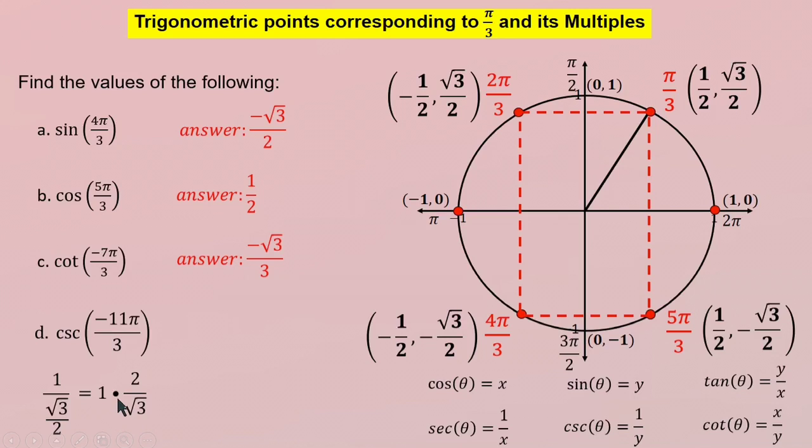1 times 2 over square root of 3 is 2 over square root of 3. Rationalize, we have 2 square root of 3 over 3. 2 times square root of 3 is 2 square root of 3 over 3. And these are the trigonometric points corresponding to pi over 3 and its multiples.